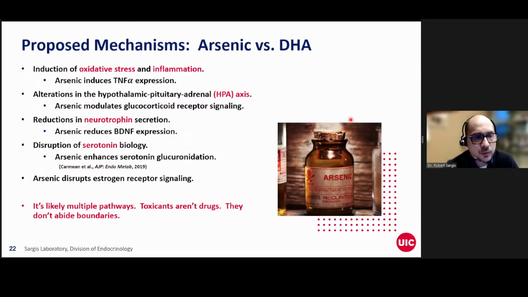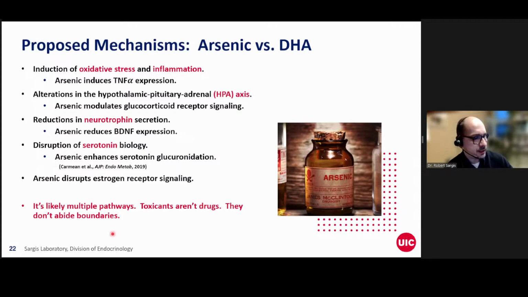Current work in the lab is really focusing on understanding both the neurobehavioral outcomes that I've alluded to already with the previous data, as well as looking at the mechanisms that may be responsible. Our hypotheses revolve around several things, including oxidative stress and inflammation, alterations in the HPA axis, which is particularly interesting from a veterans health standpoint as we think about disruptions in the HPA axis being a component of post-traumatic stress disorder for exposed veterans, alterations in neurotrophin secretion, and changes in serotonin biology, where our previous studies have shown that arsenic has the capacity to disrupt serotonin levels in pancreatic beta cells. We think similar effects may be occurring in the brain as well.